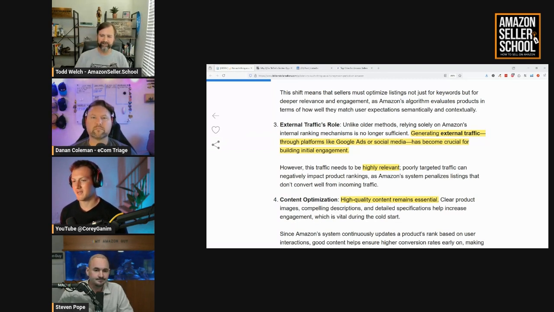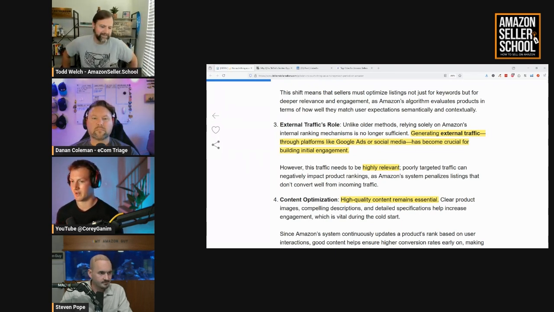Well, it makes sense that Amazon would not necessarily prioritize, but would look favorably upon external traffic because you're taking people that weren't on Amazon and bringing them to Amazon, where they're more than likely going to spend money and a good amount of time. So like you said, if you don't have some sort of strategy in place for driving traffic off Amazon to Amazon, especially if your product is a good candidate for going viral via TikTok, for example, that's something you should get going ASAP.